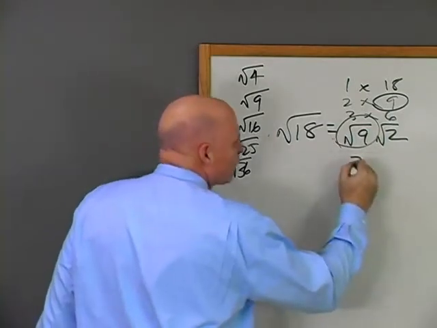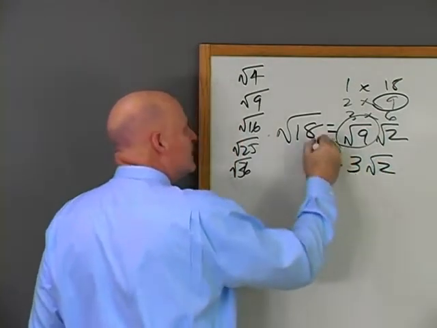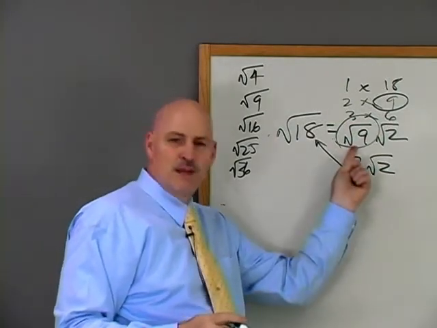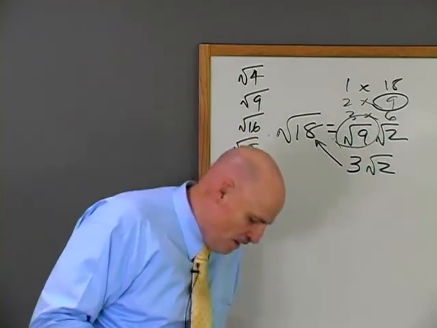So you got 3 times the square root of 2 is the square root of 18. Got it? But you can't make that noise if it's not a perfect square. Okay.